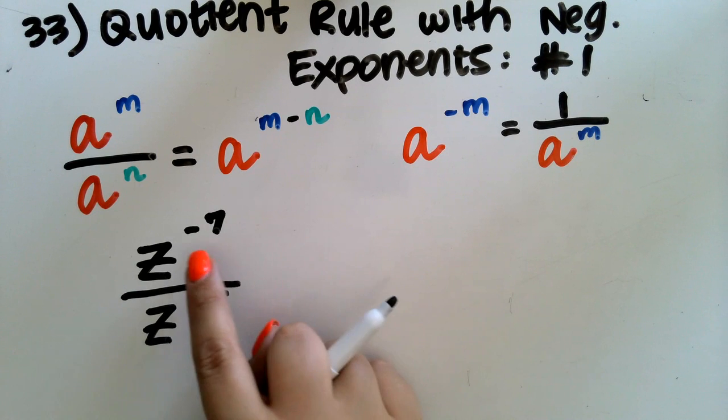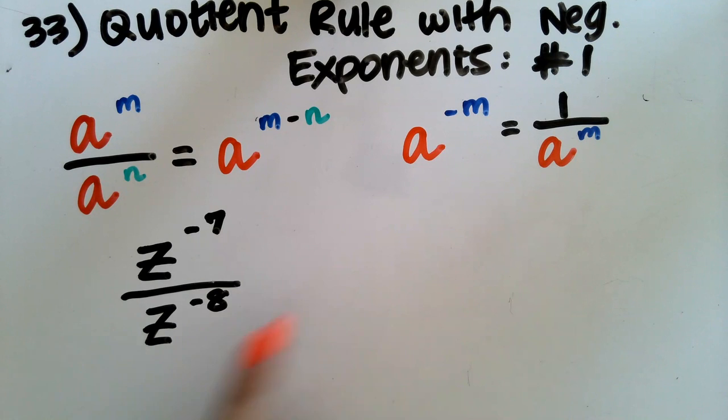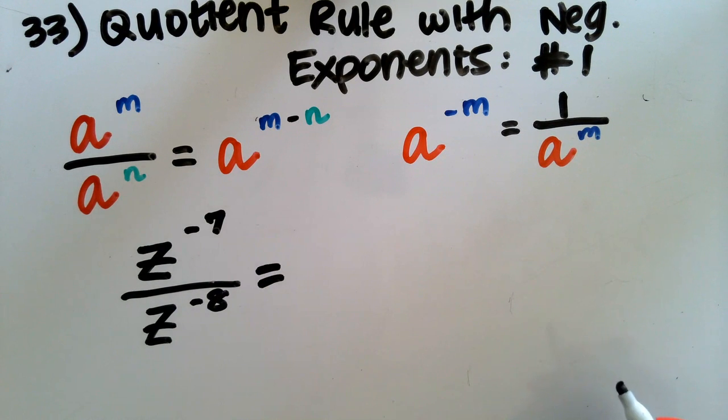However, if we were to turn z to the negative 7th into 1 over z to the 7th and then try to divide it by another fraction of 1 over z to the 8th, it would just get kind of tricky. You're not wrong if you want to do it that way, but we're going to go ahead and first use the quotient rule just to make our life easy. So let's go ahead and do that.